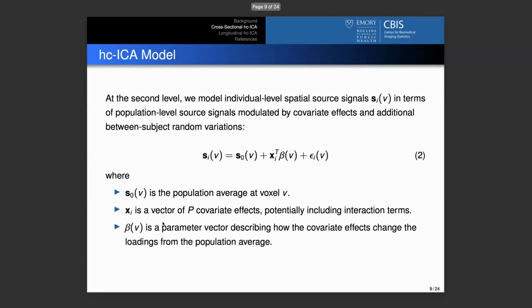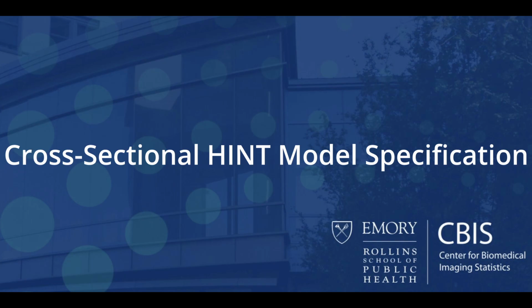And so what this looks like is the following equation. We have that S_iv, the subject-level brain network at voxel v, can be written as a population-level component plus a set of covariate effects. These covariates are going to be captured in this X variable right here. And so within the HCICA approach and within the HINT toolbox, what we need to do is take the covariates that you've input and create our corresponding X from these.